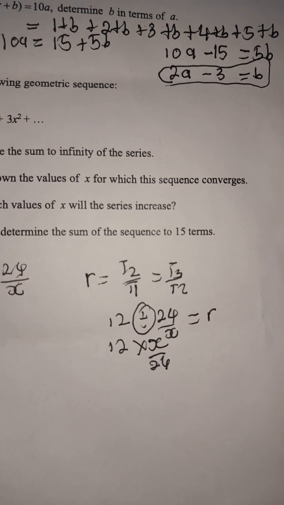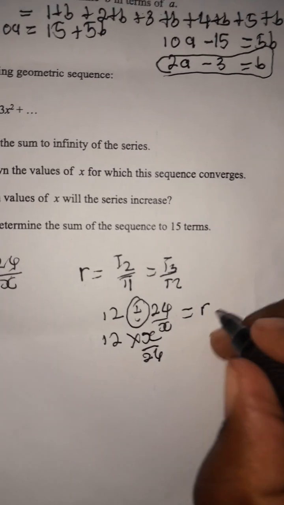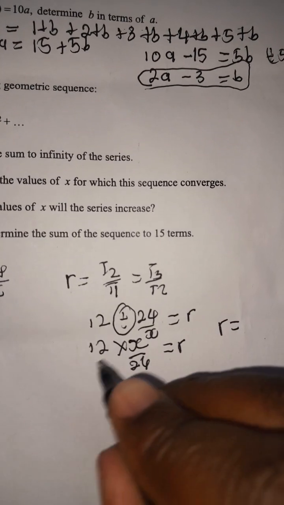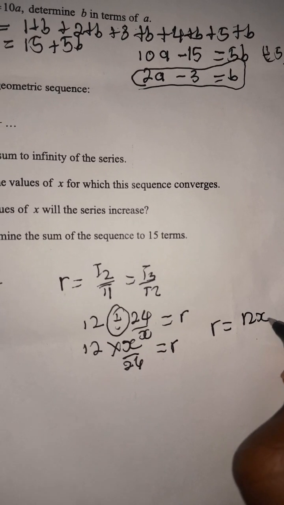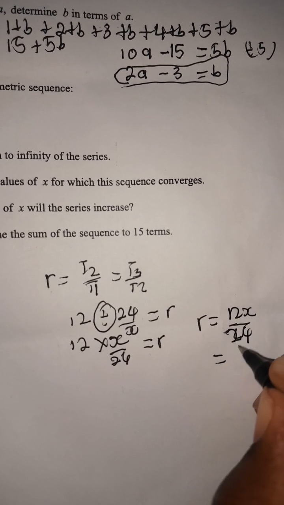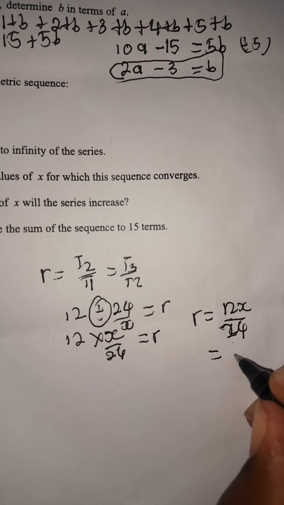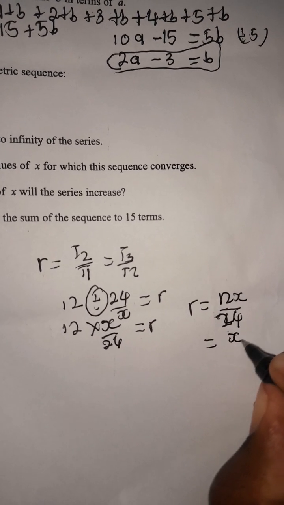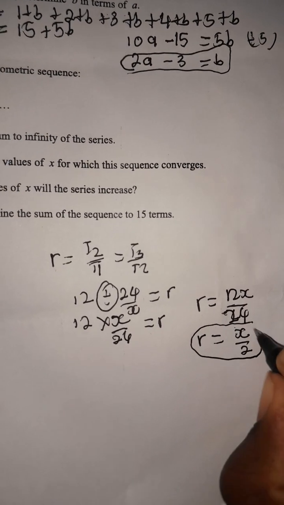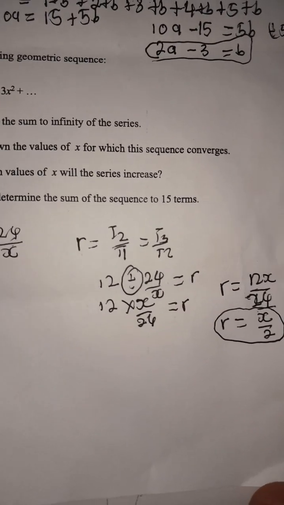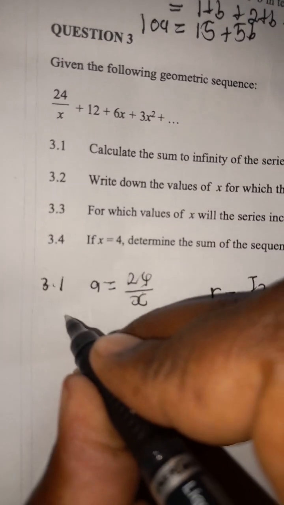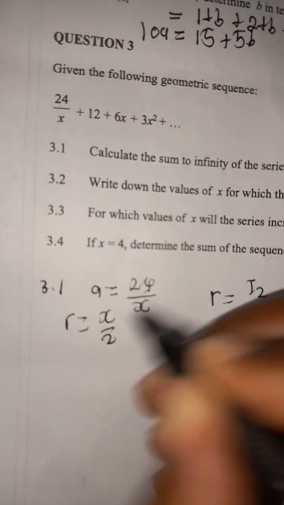So we change the sign, remember. The division will change to multiplication in this case. So this will be 12 times x, that will be 12x all over 24. 12 divided by 24 is the same as half. Half times x is the same as x all over 2, meaning that r is x all over 2. Similarly with term 2 and term 1, it will be equal to x all over 2. So we have our r is x all over 2.